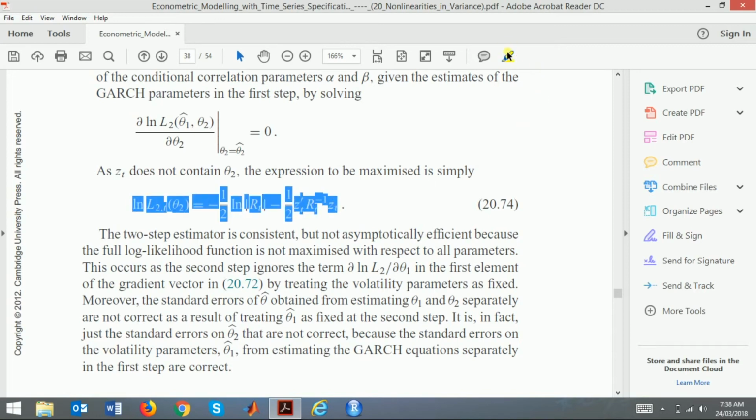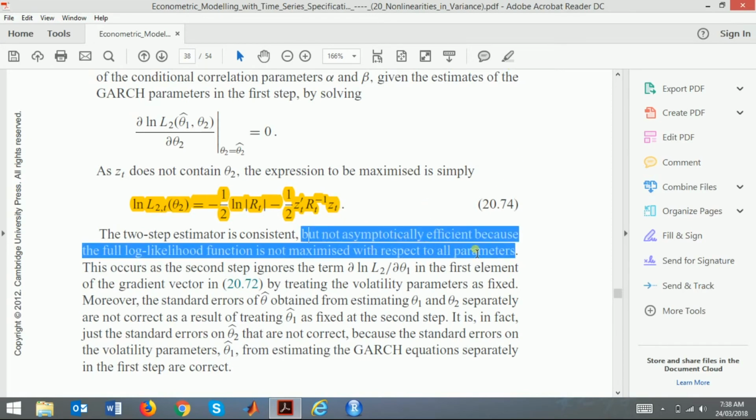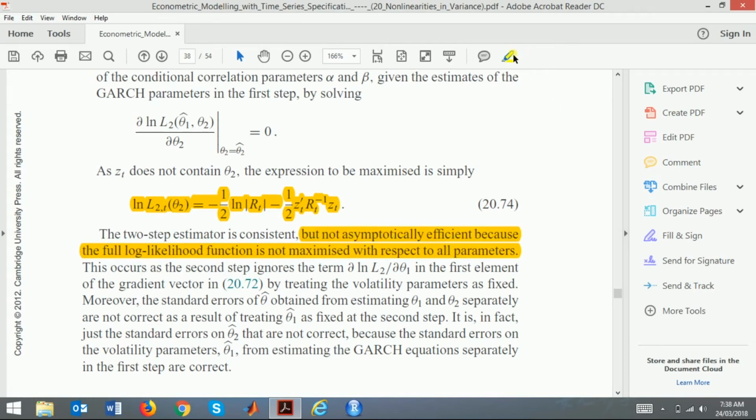The full log likelihood function is not maximized with respect to all the parameters. This occurs in the second step, which ignores the term in the first element of the gradient vector by treating the volatility parameters as fixed. Moreover, the two-step estimate is consistent but not asymptotically efficient, because the log likelihood function is not maximized with respect to all. This occurs as the second step ignores the term delta LT by delta theta 1 in the first element. In fact, just the standard errors on theta 2 are not correct.